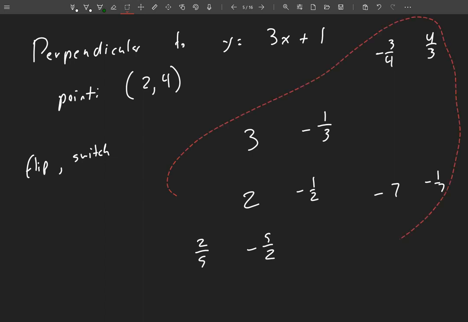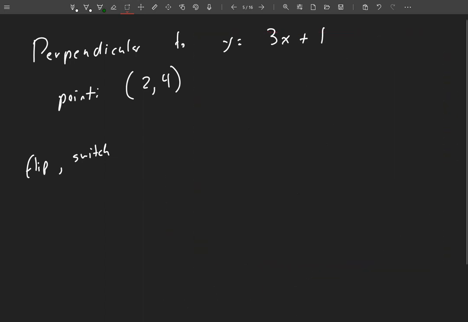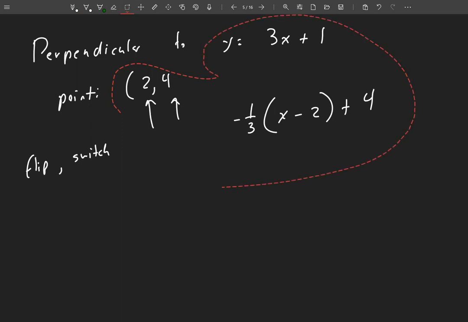So back to this particular problem. If I flip 3 over, I'm going to get 1/3, make it negative. And then to use this point, I have x minus 2 because I'm switching this one, and then x, and then plus 4 because I'm not switching this one. And that's how you handle perpendicular lines. Let's do one more like that so you can practice one on your own, and then we'll keep going.